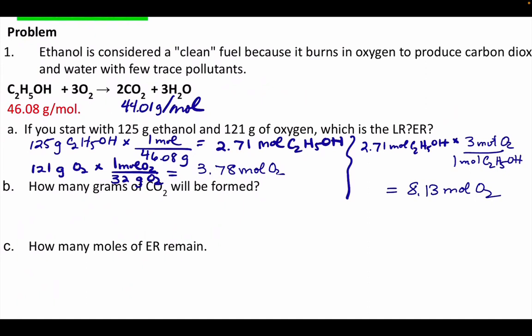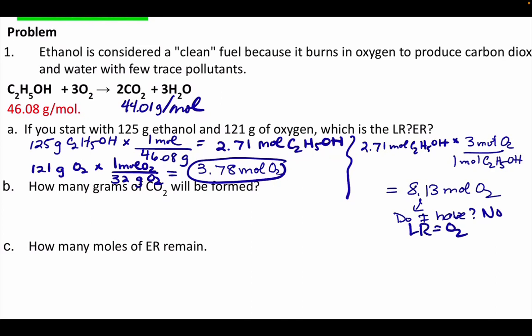So then I ask myself, do I have it? Do I have 8.13 moles of O2? And my answer is no. So that means my LR is the O2. That's the one I'm going to run out of.